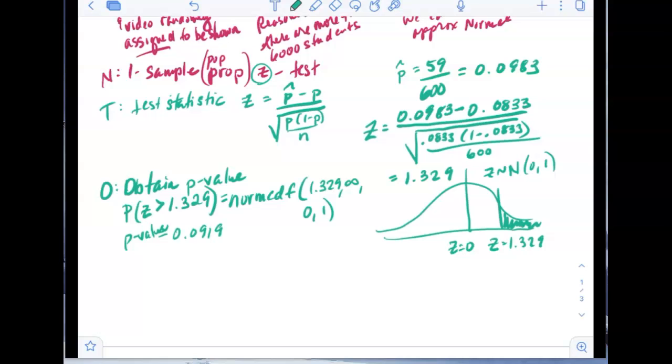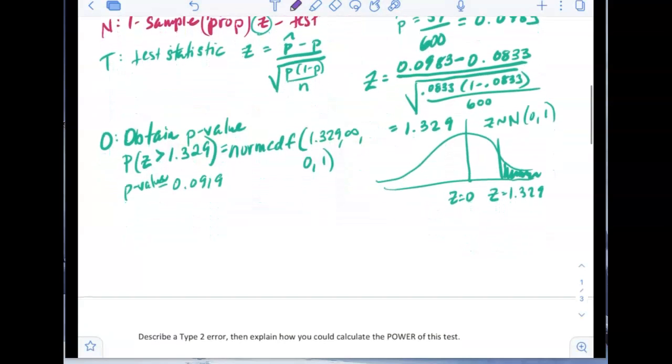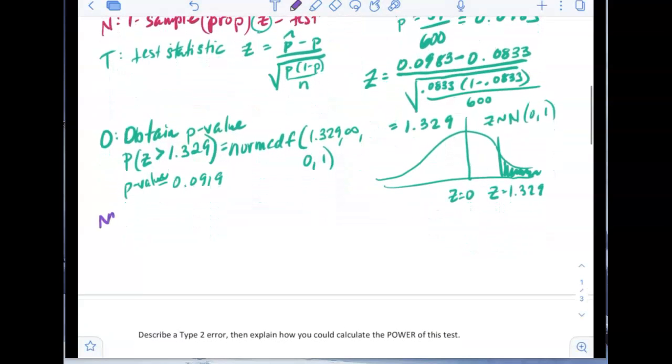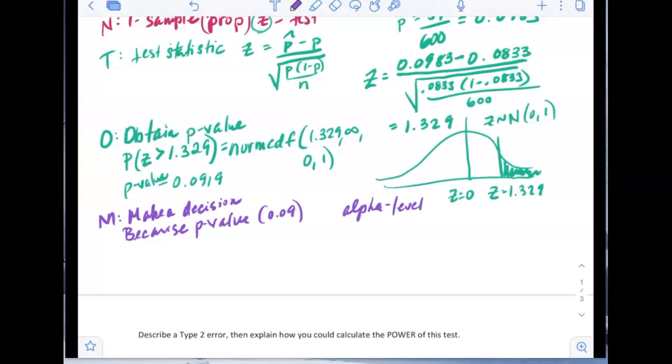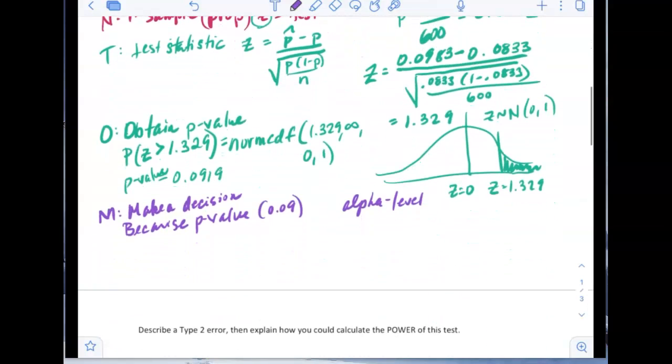All right, on to the next step, which is we're going to now make a decision based on our p-value, and we're back to stuff that you are comfortable with. So M is make a decision. So the first thing you're going to do is you're going to compare, and you're going to say because the p-value, which was 0.09, is less than or greater than the alpha level. So here is our first time looking for the alpha level. So going back up to the top, we find out that this is a 5%.